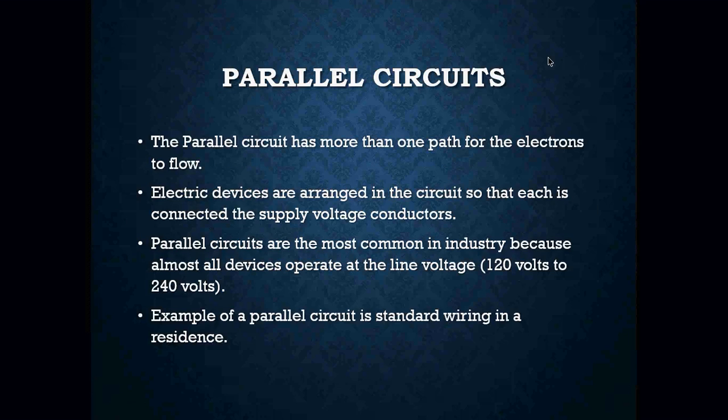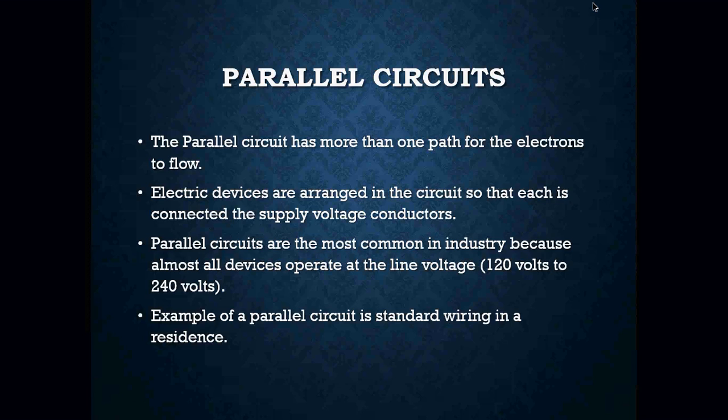Okay. In a parallel circuit, it's a little bit different. Okay. Remember, in a parallel circuit, we have more than one path for electricity to flow. Okay, your electrical devices are arranged in the circuit so that each is connected to its own supply voltage. Now think about the newer Christmas lights that are out. You know, if one light bulb goes out, the rest of them will still remain on. Well, that's a parallel circuit.